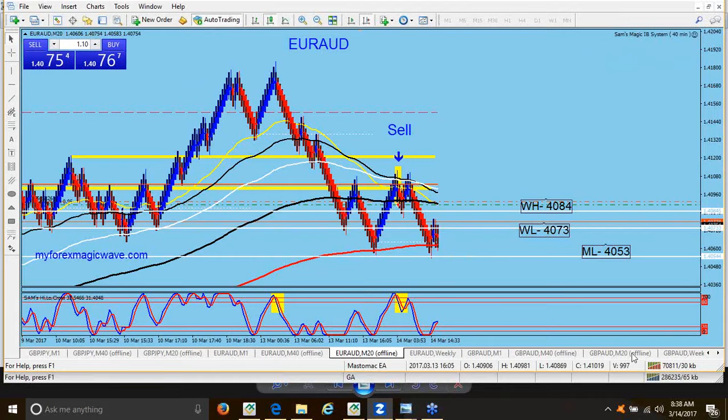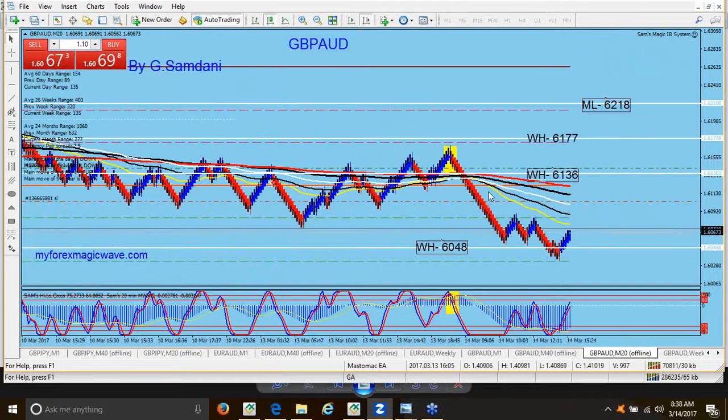Okay, so look at the Pound Aussie. They're nicely holding here so far. See, this is the area. This is the high here. These candles are very exact. Measured, calculated, and the price travels exactly the same way. Okay, so this is it for now.